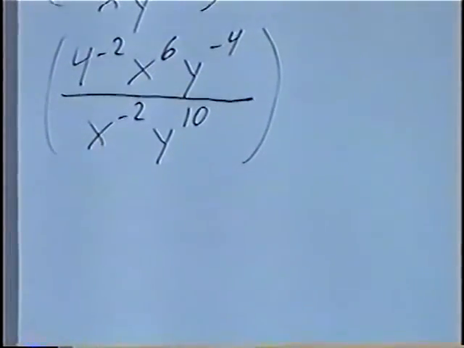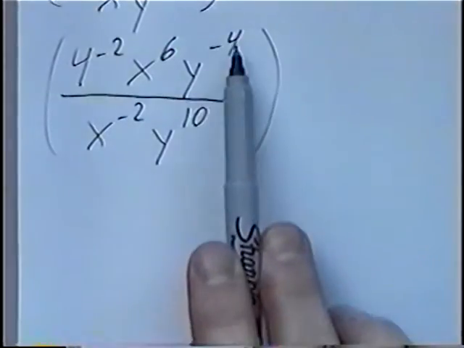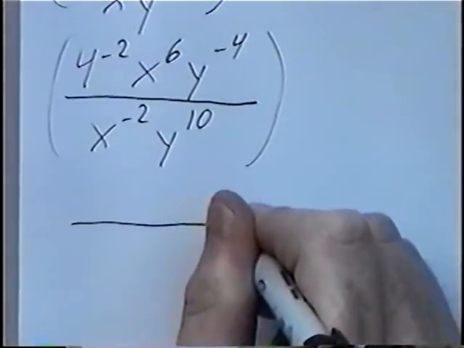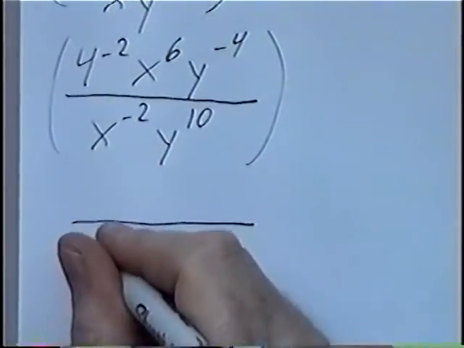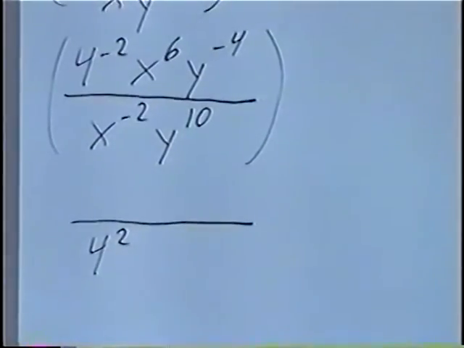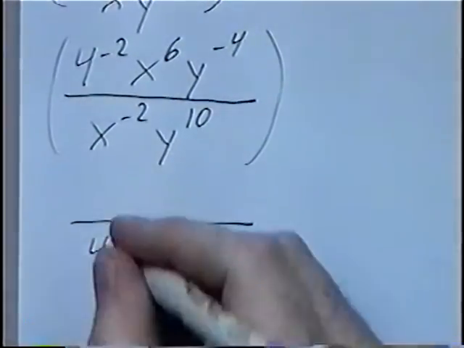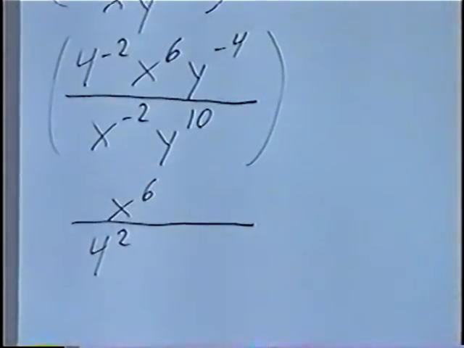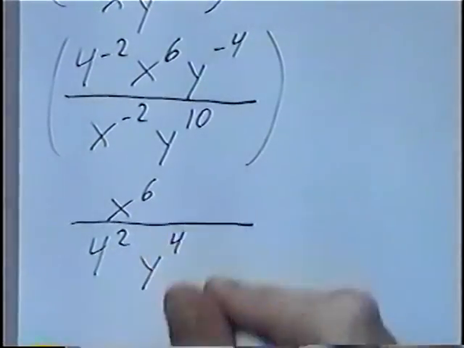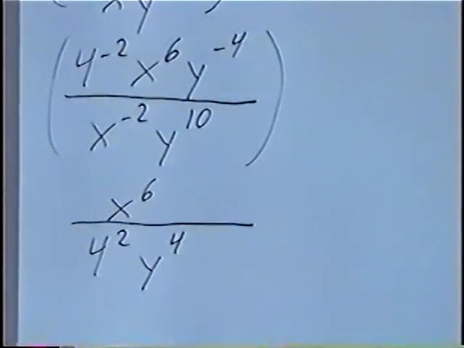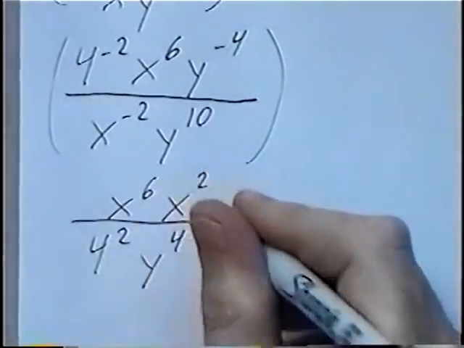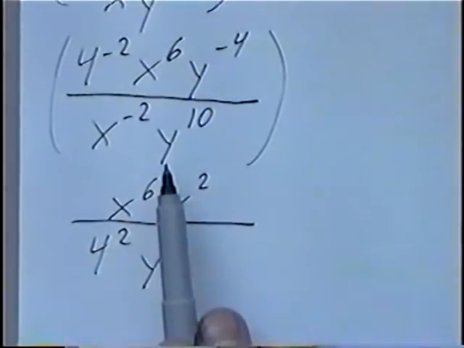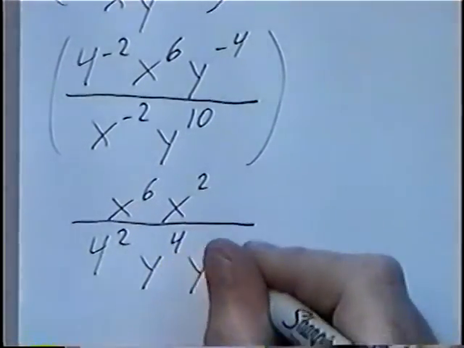Simplifying from here, any negative exponents, we can change those around by taking the reciprocal or switching the spots on the fraction. If we have 4 to the negative 2 in the numerator, we can rewrite that as 4 to the positive 2 in the denominator. X to the 6 would stay the same since it's positive. Y to the negative 4, we can move that to the denominator and change it to y to the positive 4. X to the negative 2 in the denominator, we can switch that to the numerator and make it x to the positive 2. And y to the positive 10 would stay the same in the denominator.